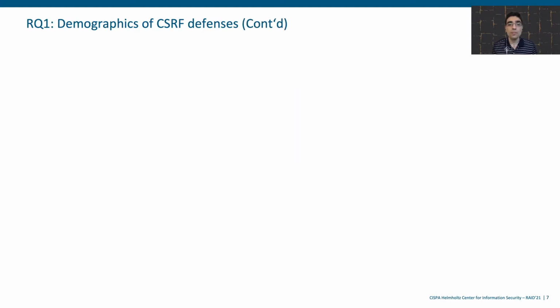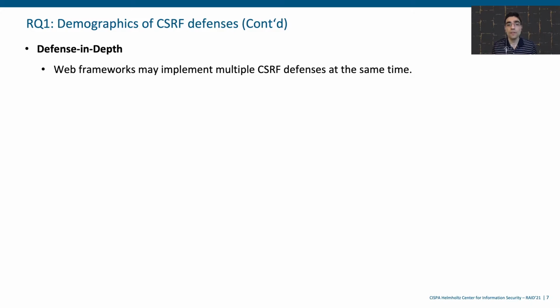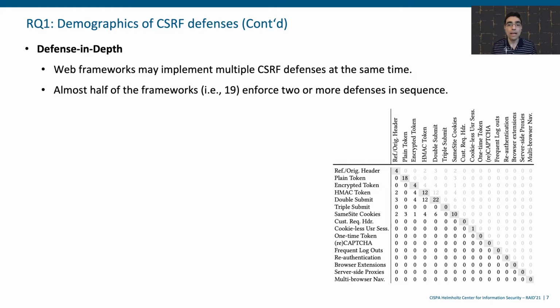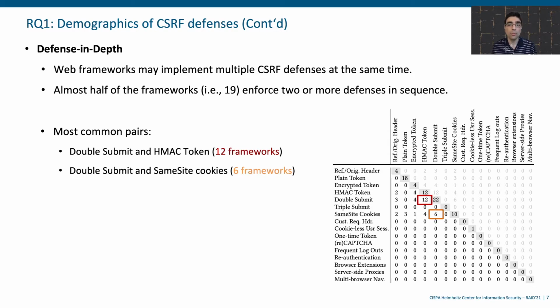Now, web frameworks may implement multiple CSRF defenses at the same time as a defense in depth, and we observed that almost half of them, that is 19 frameworks, enforce 2 or more defenses in sequence at the same time. Interestingly, double submit cookie and HMAC token are used together more than any other pair of defenses, that is in 12 frameworks, which is then followed by double submit and SameSite cookies pair, which is used in 6 frameworks.